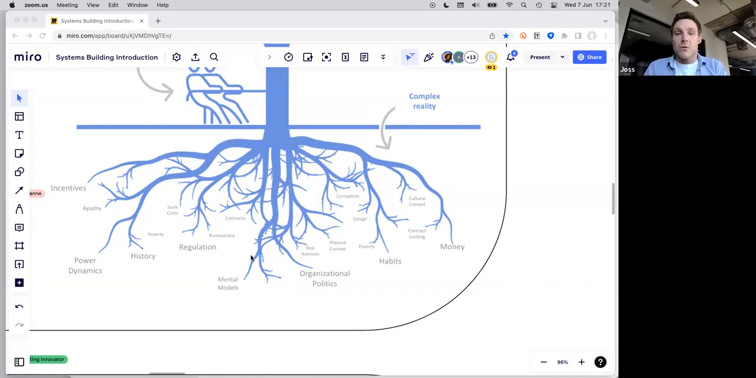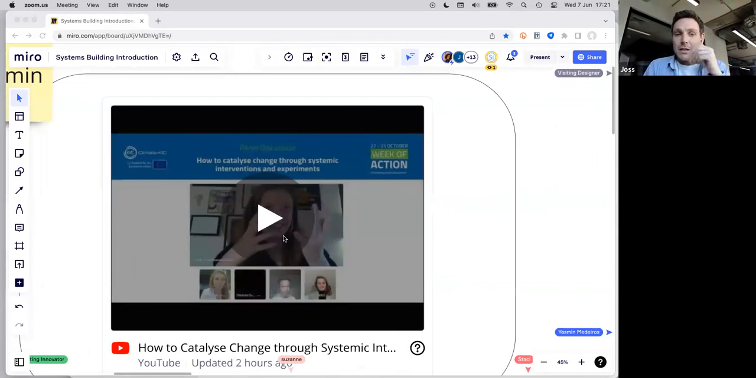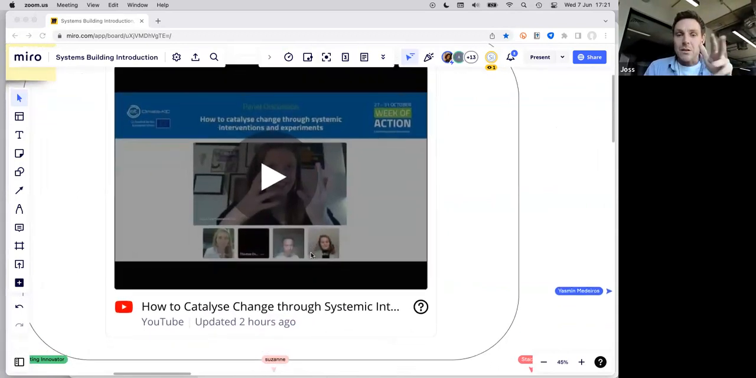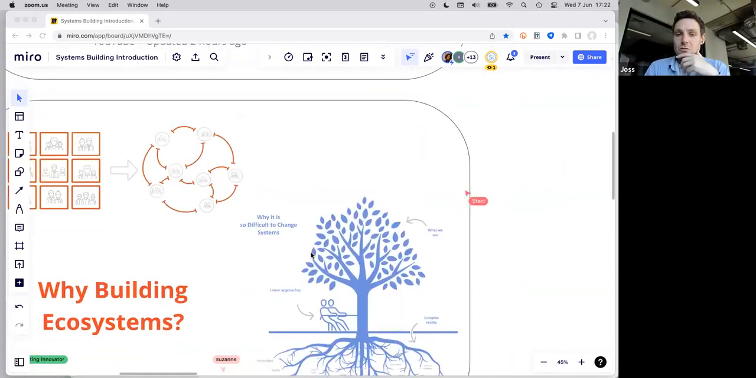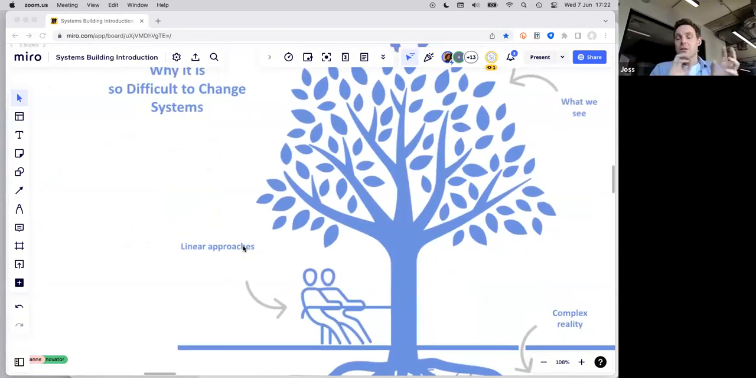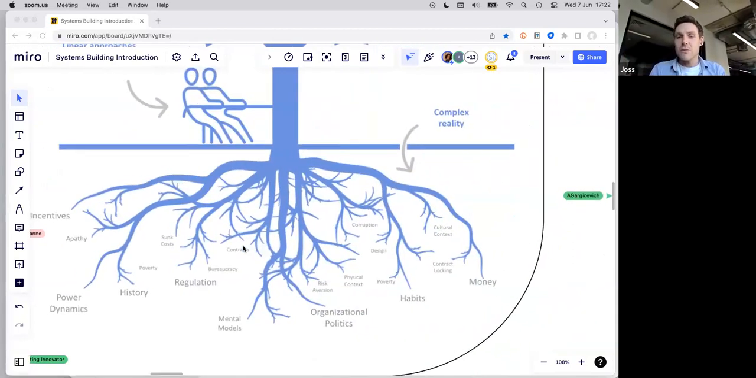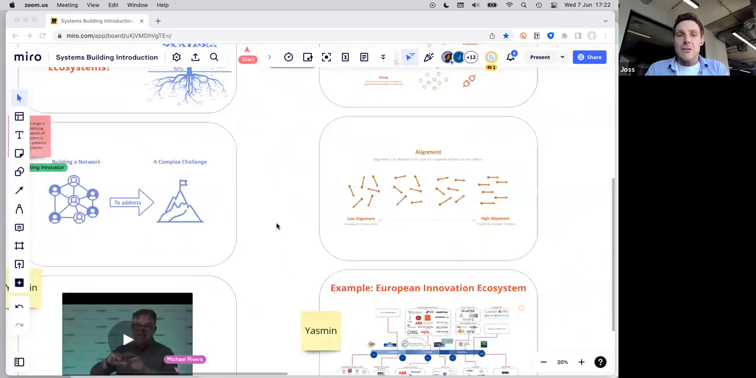We looked at Climate-KIC, and we're going to look at them as a case study today. This lady works for Climate-KIC. They're an innovation ecosystem here in Europe trying to address climate change. They aren't just taking a linear approach of trying to decarbonize everything. They know this is a wicked complex challenge, with all this stuff going on down here. They have to change regulation, incentives and all sorts of things across Europe, so they build an ecosystem. Yasmin is going to show us what that looks like in a bit. She has a graphic there. And that's what we're trying to do.